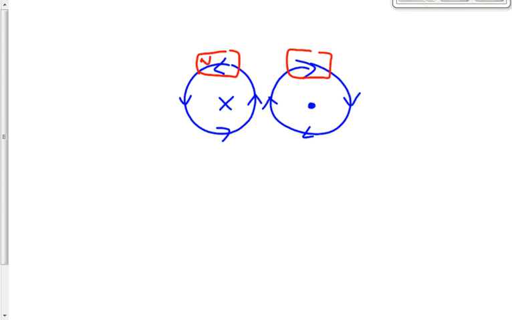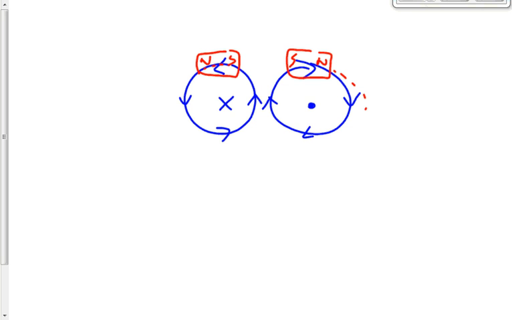It would be a north, because the magnetic field goes from north to south outside of the magnet, and it goes from south to north inside of the magnet. That's going to be north, that's going to be south. What about this one? That's going to be a south, and that's going to be a north. Again, the magnetic field goes from north to south outside of the magnet, and it goes from south to north inside. Are they going to attract or repel each other? They repel because south against south.